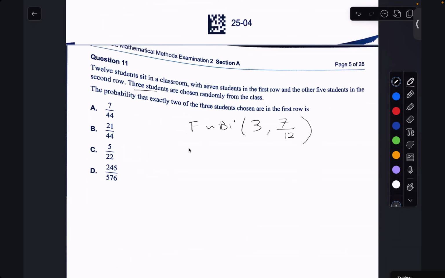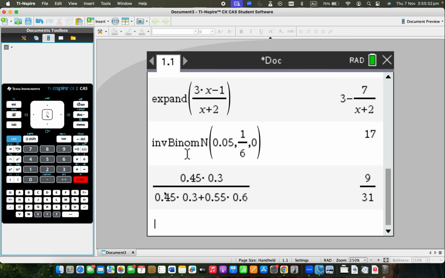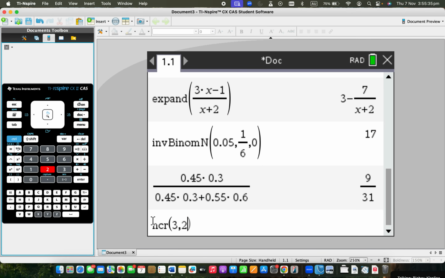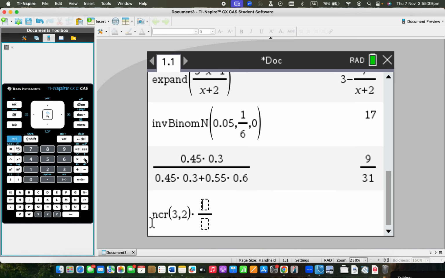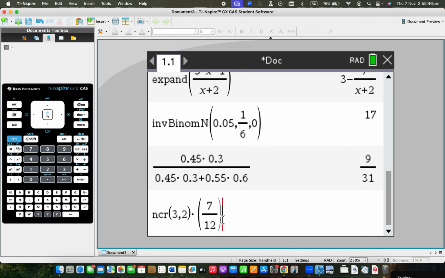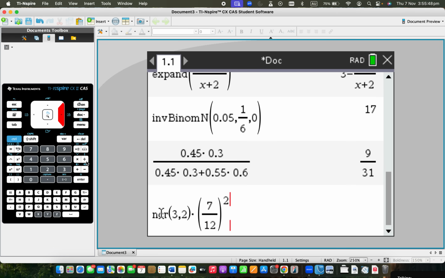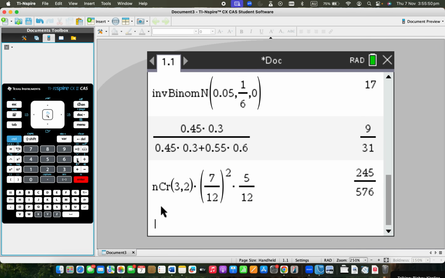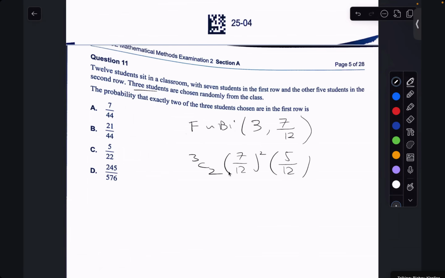The probability that exactly 2, that would be 3 choose 2 times 7 on 12 squared times 5 on 12 to the power of 1. So that would be nCr 3, 2 times 7 on 12 squared times 5 on 12, and that's 245 on 576.